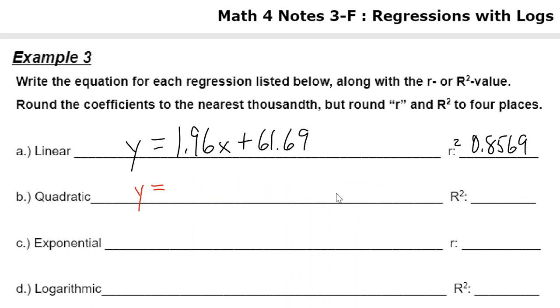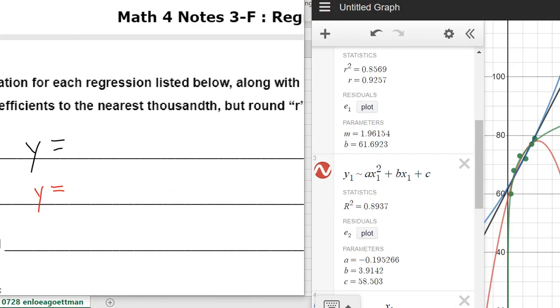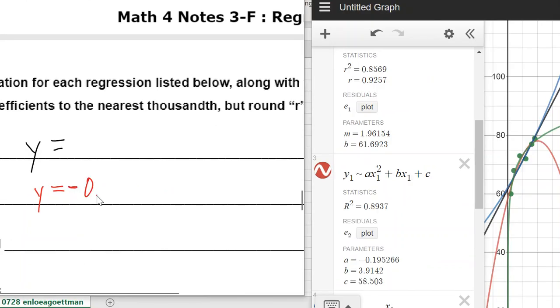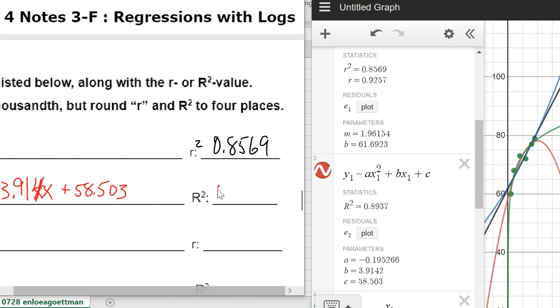We're going to have to go back and do linear again, too. Nearest thousandth is 3 decimal places. I thought I had rewritten that as 2, but oh well. We're already in the mood to do quadratic here, so let's do negative 0.195x squared plus 3.194x plus 58.503. All right, and then our r squared value is 0.8937, which is a little better than the linear.